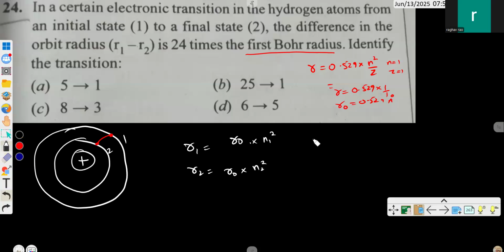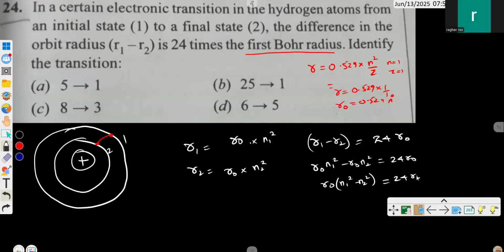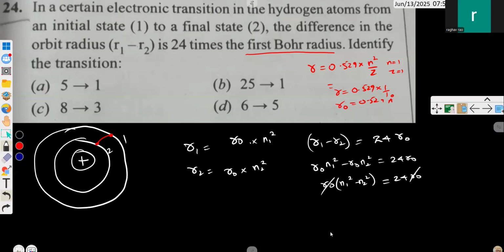Now he says that R1 minus R2 is 24 times the first Bohr radius, that is R0. So R1 minus R2 is R0 into n1 square minus R0 into n2 square equals 24 R0. If I take R0 common, R0 gets cancelled. n1 square minus n2 square can be written as (n1 plus n2) into (n1 minus n2) equals 24. Now we have two variables, n1 and n2, which we don't know, so we will be using the substitution method.